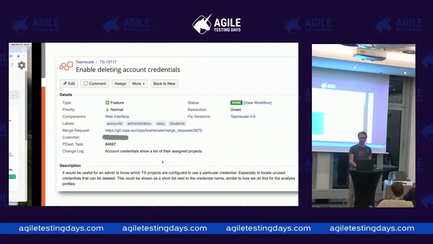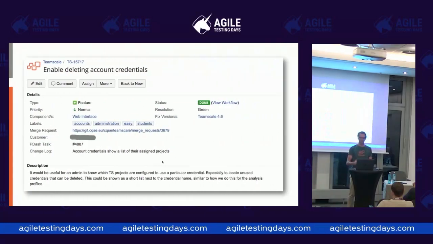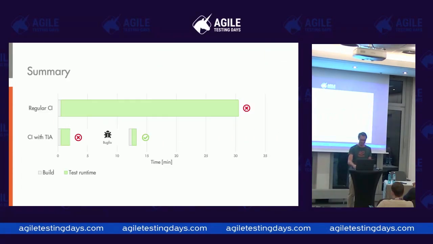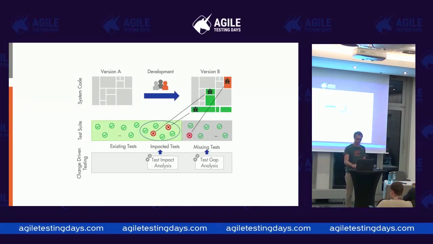I will use the remaining minute to just repeat what we have seen so far. In our regular CI, it would take us 30 minutes until we would have all the UI tests executed, and then we would know there's a bug. With our test impact analysis applied, we knew after 3 minutes that there is a bug. We did a bug fix, and we did a retest, and after 15 minutes roughly we were finished, and also did a test gap analysis. And I will skip this.